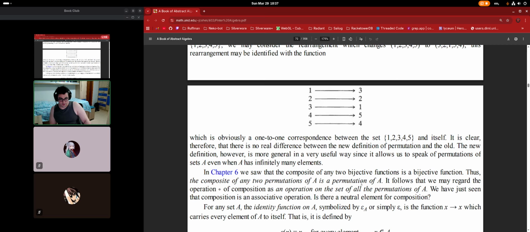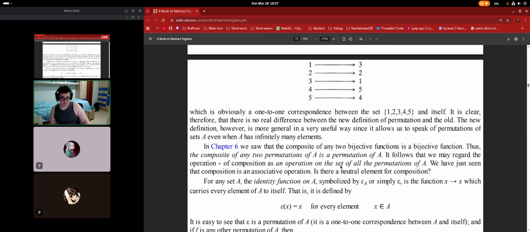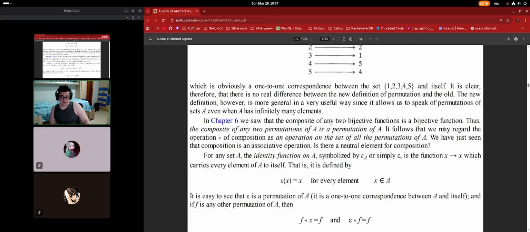The new definition, however, is more general and more useful, because it allows us to speak of permutations of sets A even when A has infinitely many elements. And in the previous chapter, we saw that the composite of any two bijective functions is also bijective. Thus, the composition of any two permutations of A is a permutation of A. It follows that we may regard the operation compose as an operation on the set of all the permutations of A. We have just seen that the composition is an associative operation.